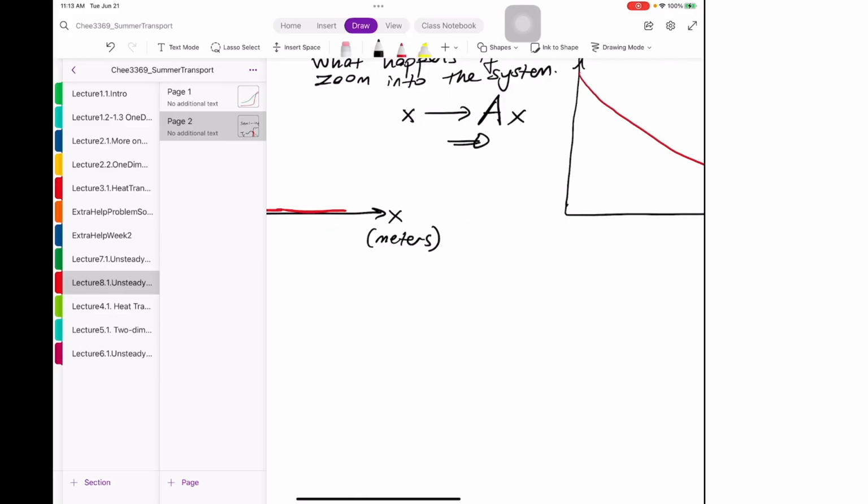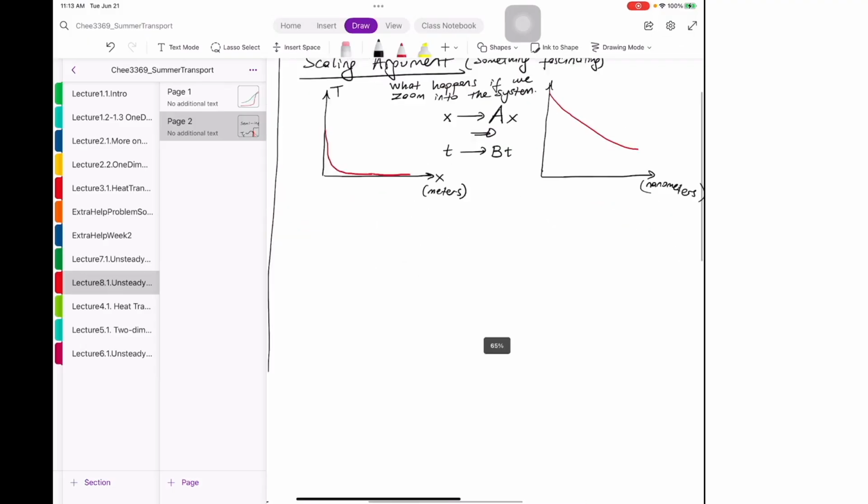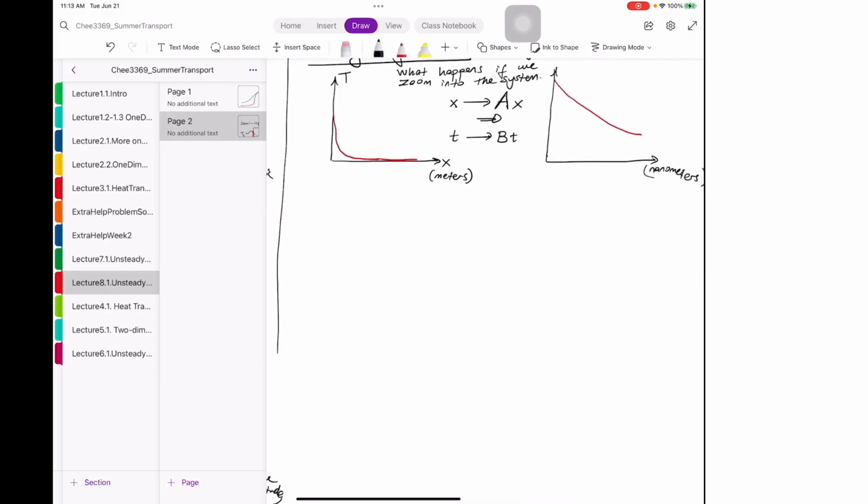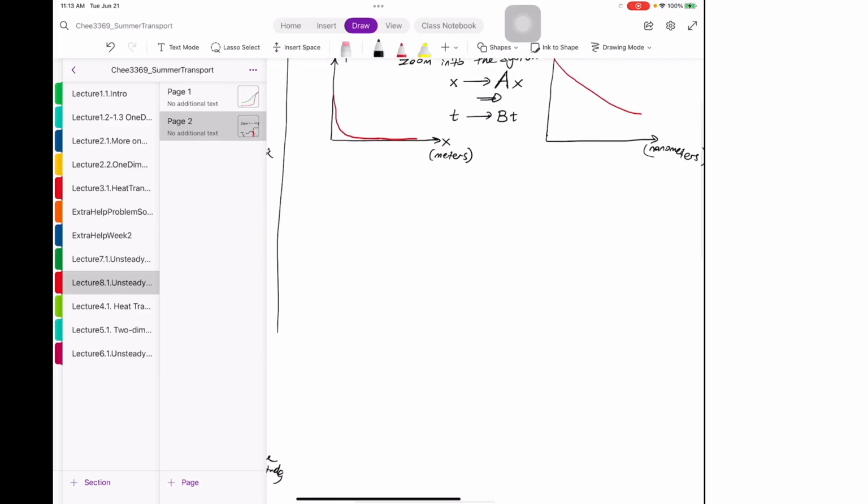But how about the time? I can also zoom in the time and zoom out the time. I can work with, for example, nanoseconds instead of seconds, right? Let's actually use b times t instead of t. But what is it going to tell us? Believe me, it's going to give us something really remarkable. Let's have a look at the equations for this.